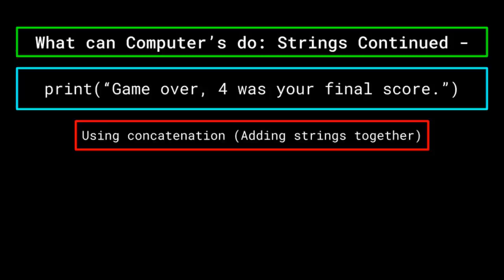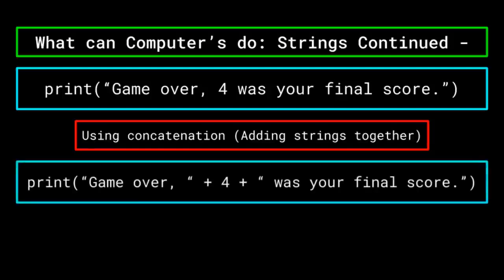Continuing with our score example, if we wanted to print out the statement, game over, 4 was your final score, using 4 as an integer rather than a string, we could do this by breaking down the statement into 2 strings and an integer like so. Print game over plus 4 plus was your final score. We of course begin with the print statement, which again will be different across all languages, but in this case we're using Python. Inside the print statement, we start off by printing the string game over.